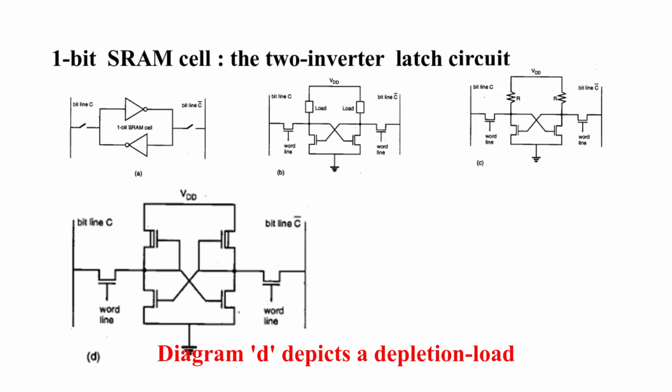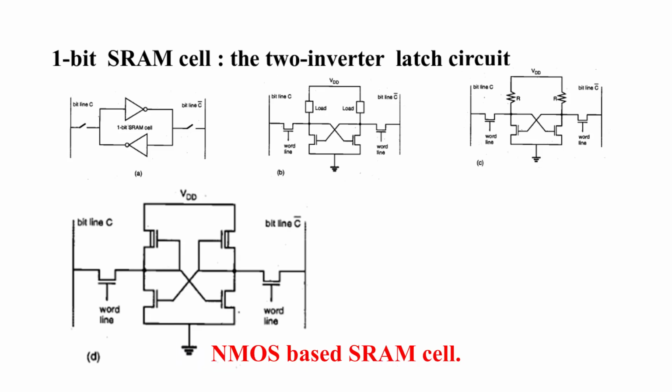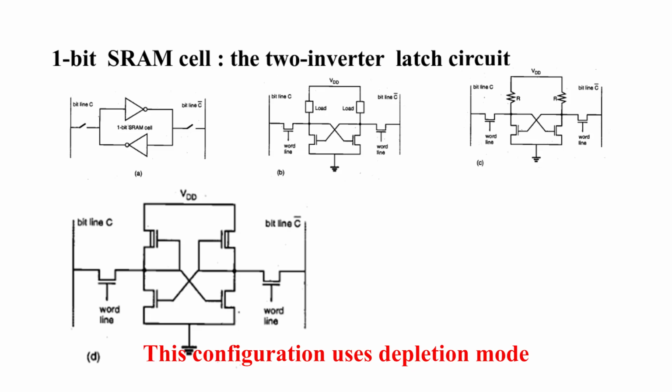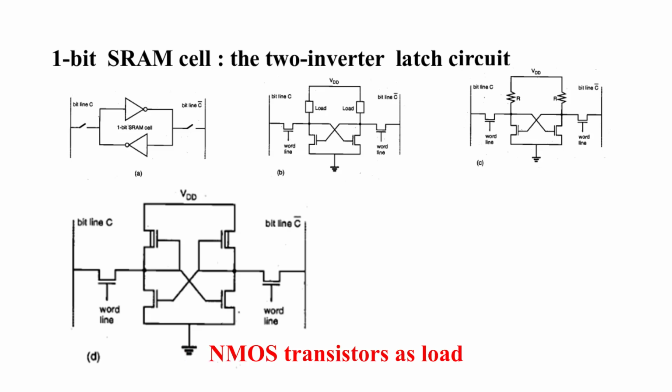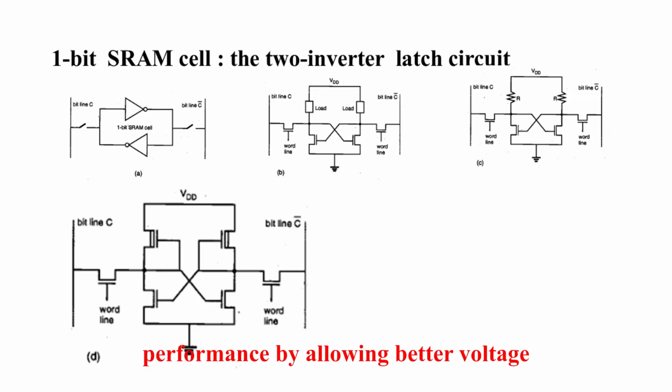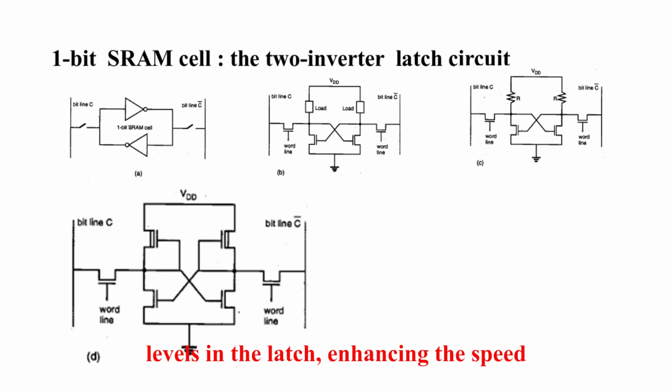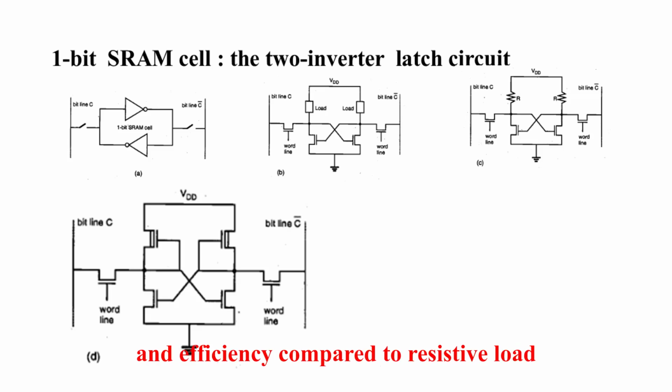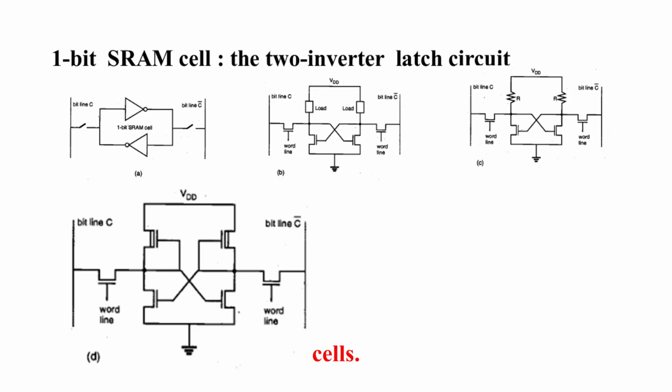Diagram D depicts a depletion load NMOS-based SRAM cell. This configuration uses depletion mode NMOS transistors as load elements instead of resistors. The depletion mode loads improve the cell's performance by allowing better voltage levels in the latch, enhancing the speed and efficiency compared to resistive load cells.